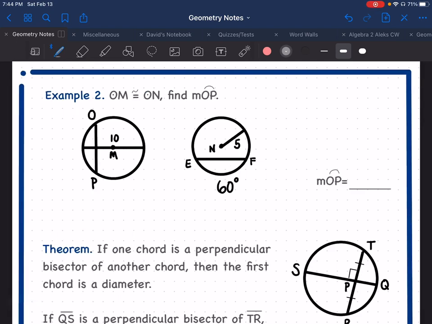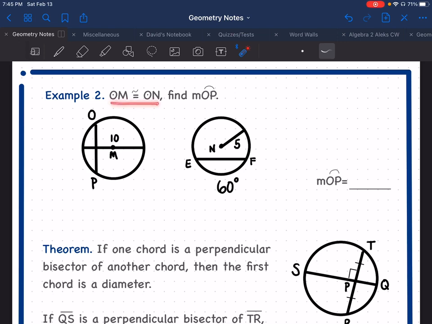I have 2 congruent circles, M and N. They want me to find the measure of OP. Now, it's not so obvious that these 2 are congruent circles. I can see that one is marking the diameter and one is marking the radius. But remember, the radius is just half of the diameter, and 10 divided by 2 is 5. So these 2 both have a radius of 5, which makes them congruent circles.